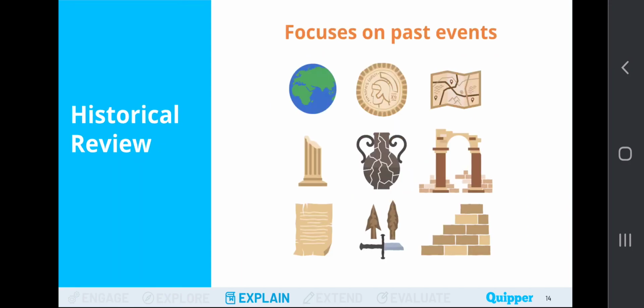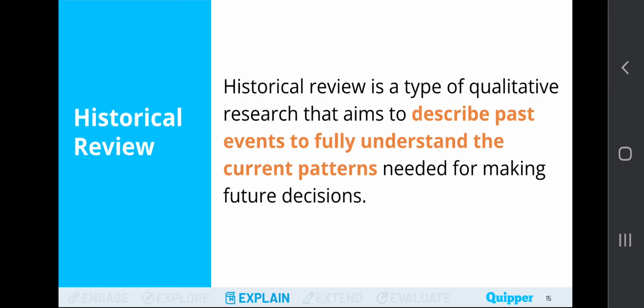Historical review focuses on past events. Historical review is a type of qualitative research that aims to describe past events to fully understand the current patterns needed for making future decisions. So if you are going to put it into a simple context, historical review is talking about or describing past events in order to understand the current patterns of the current situation that will eventually help us to make decisions in the future.